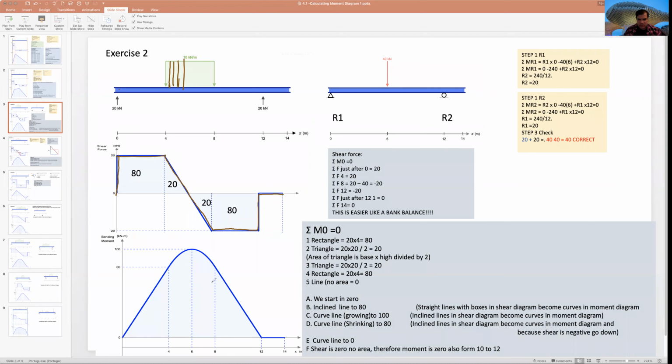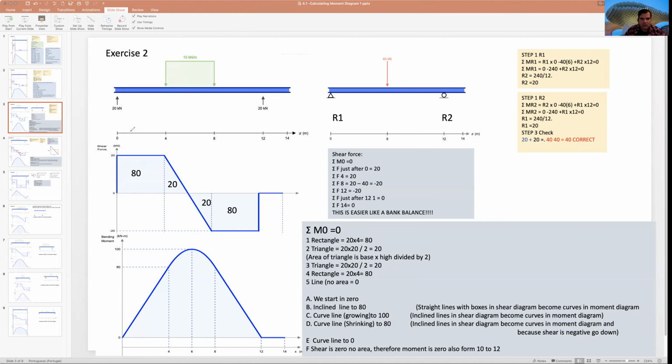What will happen with the shear? When we have a box with straight lines on the top, this becomes an inclined line. When we have an inclined line, that becomes a curve. And that's what we'll be doing now.